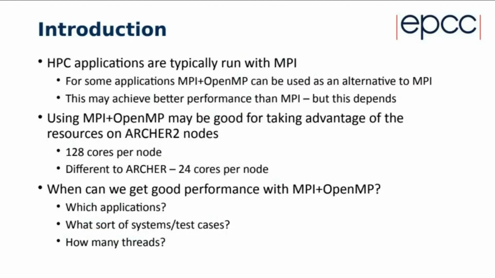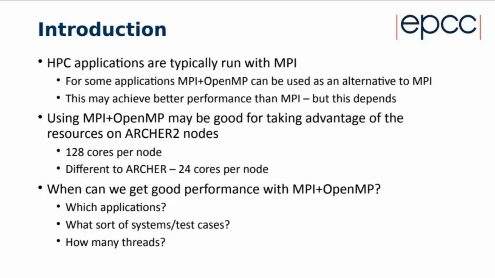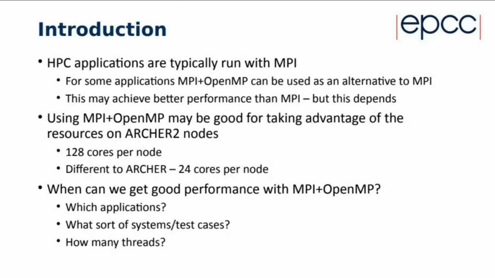So here's a bit of an introduction about what I'm going to be talking about today. Typically HPC applications are run with MPI, which means you have many message passing processes. You typically spawn a single process per core when you run the application. However, for some applications, you have the option to run MPI plus OpenMP. This uses a combination of processes and threads, and can be done as an alternative to MPI. This might achieve better performance than MPI, but it depends on a lot of factors. This is some of the stuff I'm going to be talking about today, and I'm going to present results.